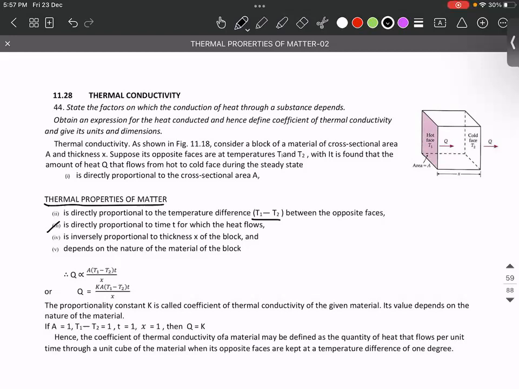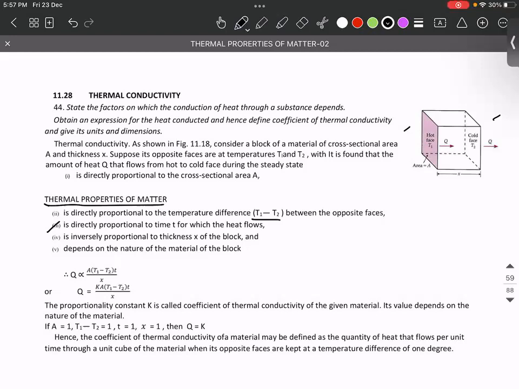And third point, it is inversely proportional to the distance between the ends of the conductor. Suppose I take this to be the rod, A, B, this is T1, this is T2, and this length is L. So the amount of heat flowing through this is directly proportional to T1 minus T2, and directly proportional to the time it takes.